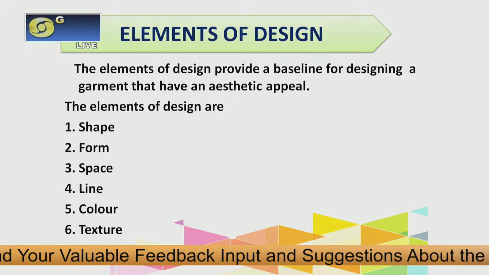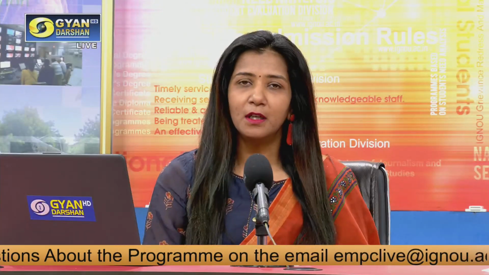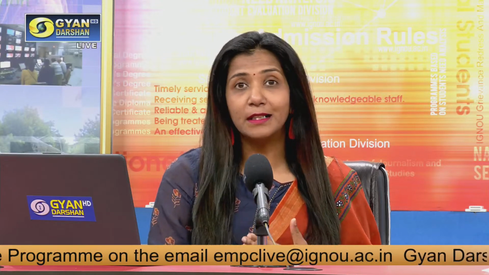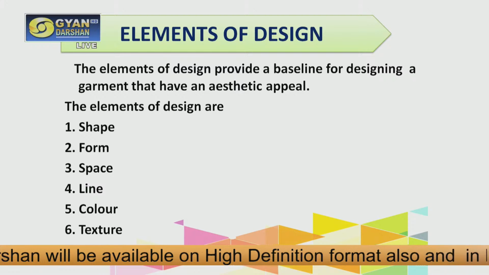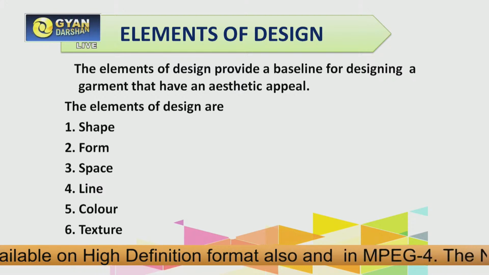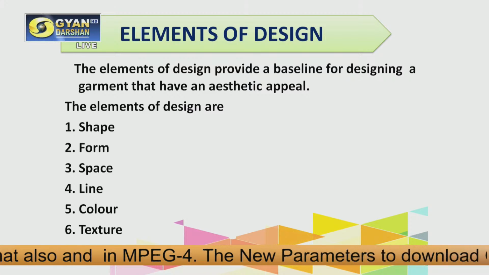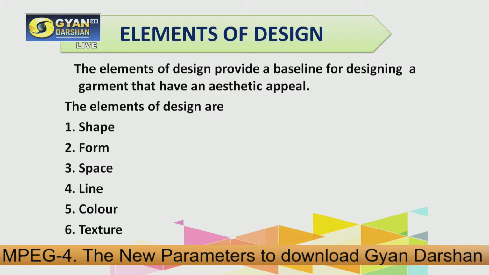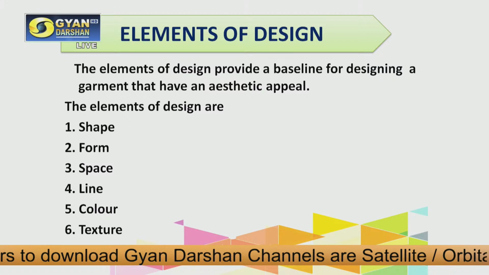Now coming to the elements of design. Elements are basically the basic criteria that go behind designing a particular thing. Since we are talking about designing in terms of clothing and apparel, or fashion, we are talking about 6 different elements of design. They are shape, form, space, line, color, and texture. Now, we will go one by one through each element of design.